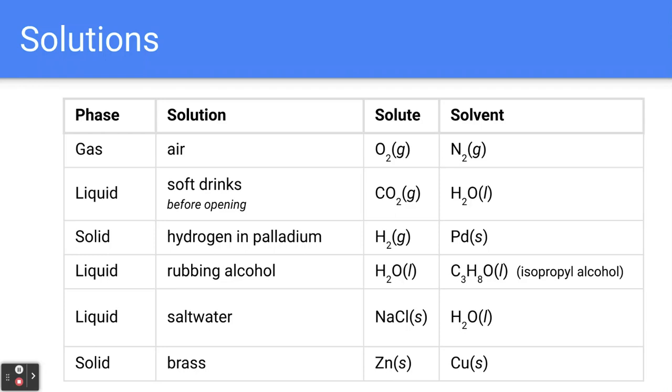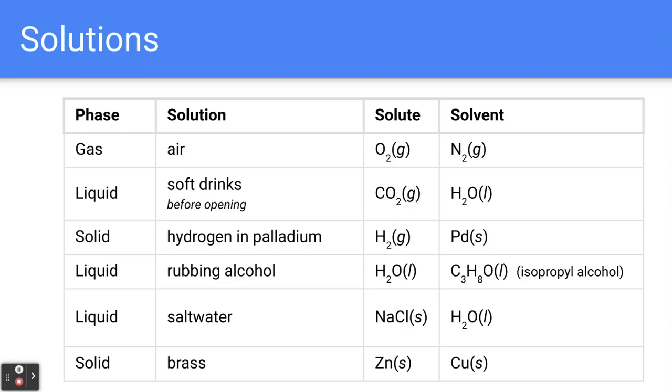The solid ones are a little bit weirder to think about. We can dissolve gas within a solid, such as hydrogen in palladium. We use that in different experiments in different labs to measure the amount of substance within a solution. We've also got liquid being dissolved in liquid. The rubbing alcohol you buy from the store to use in your house is actually isopropyl alcohol that has some water dissolved into it.